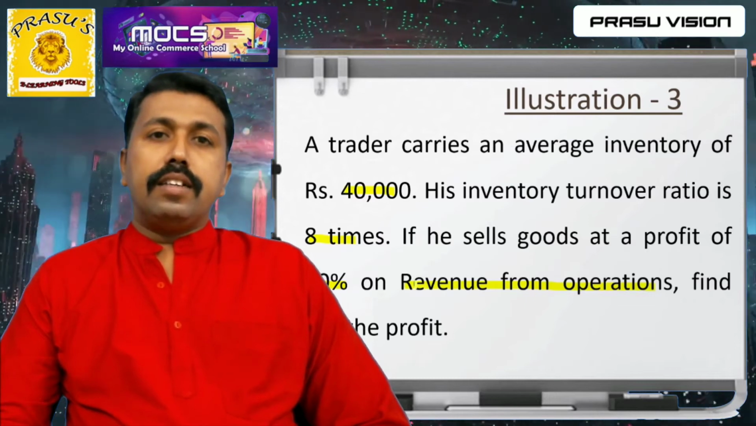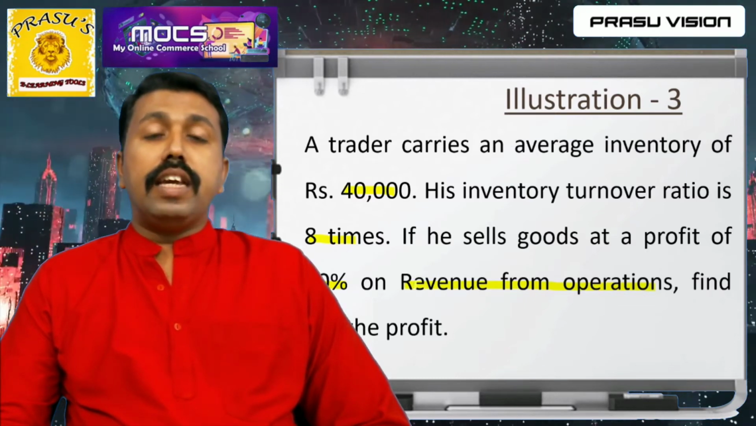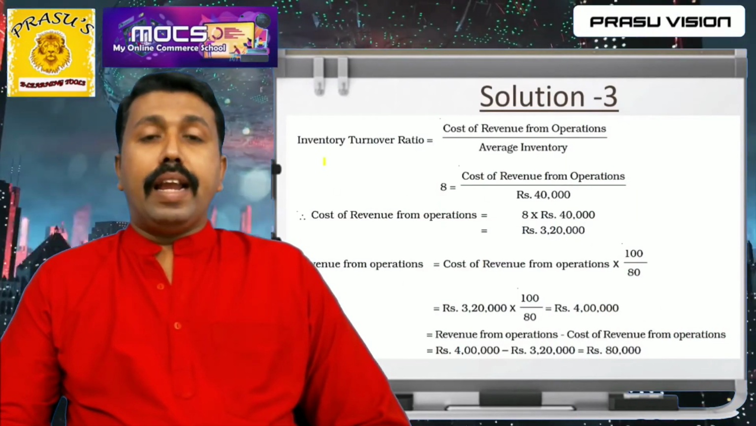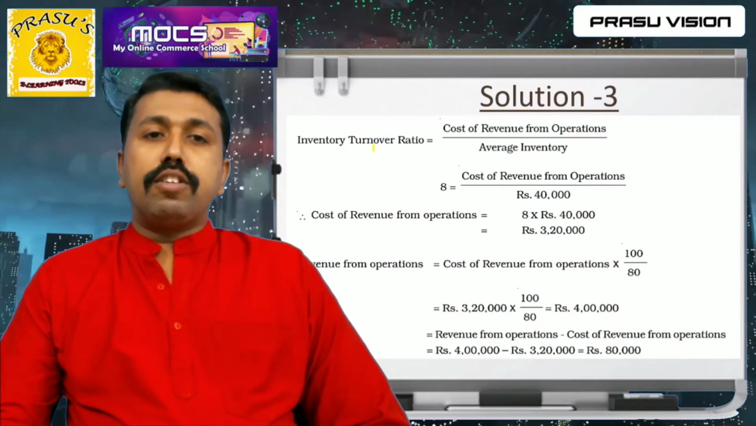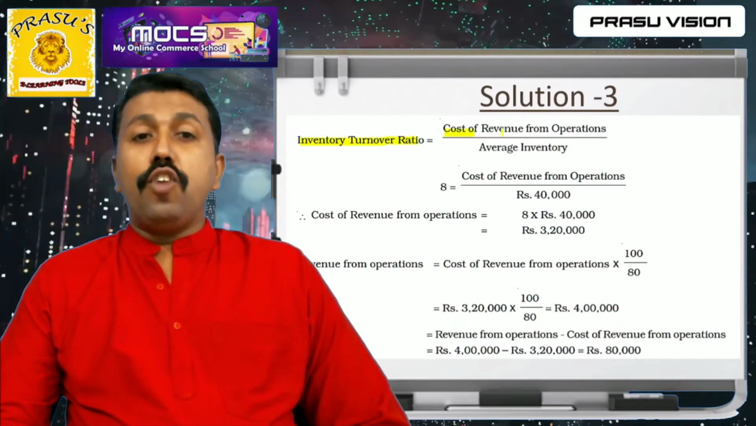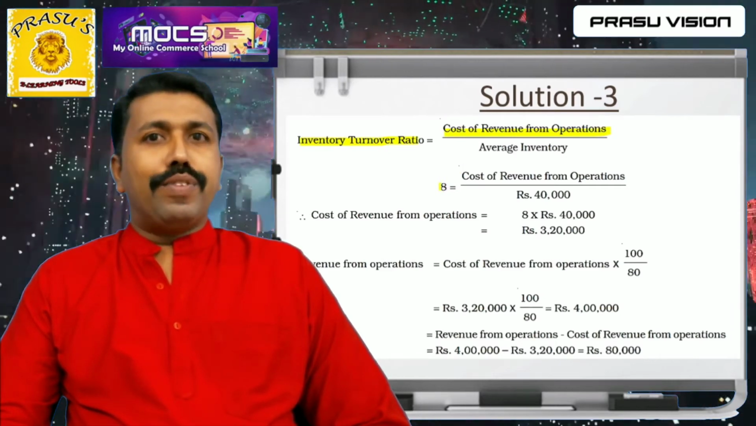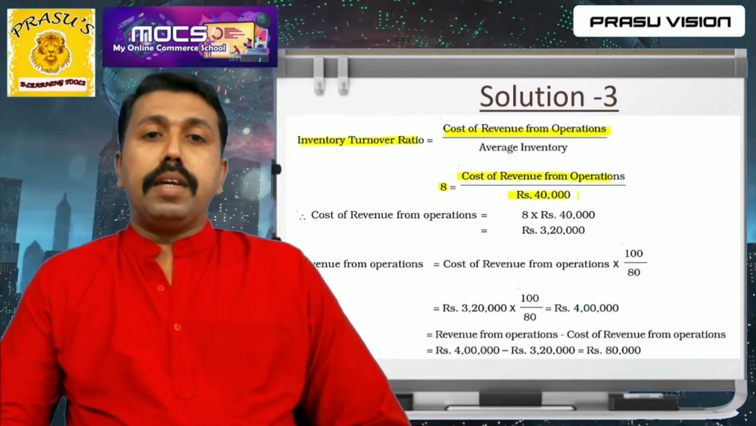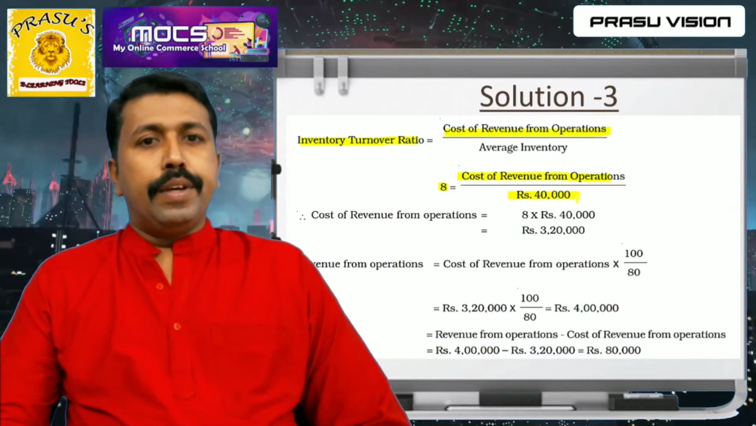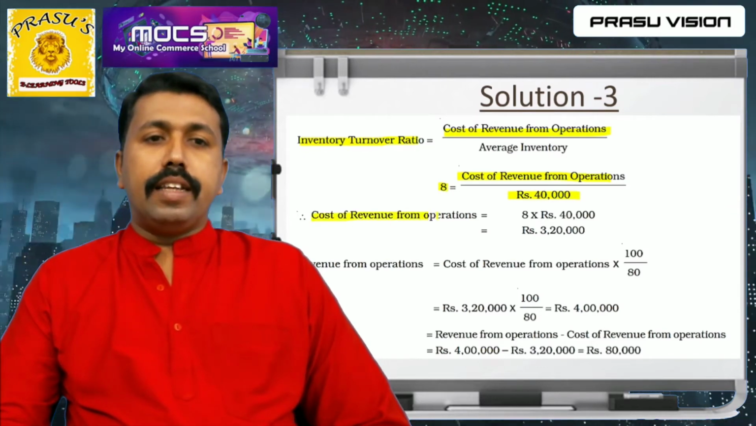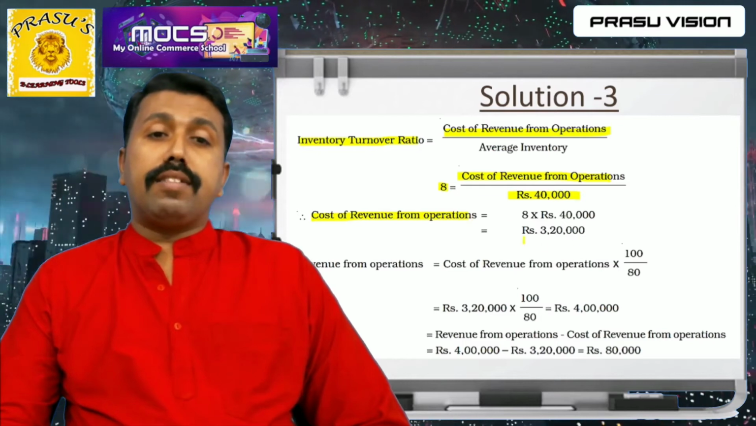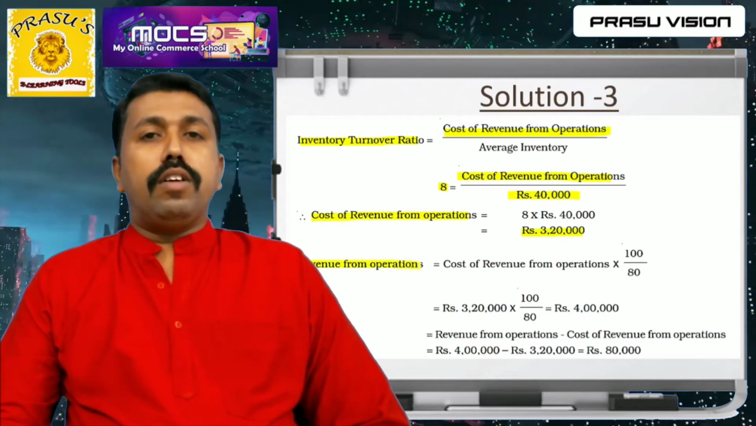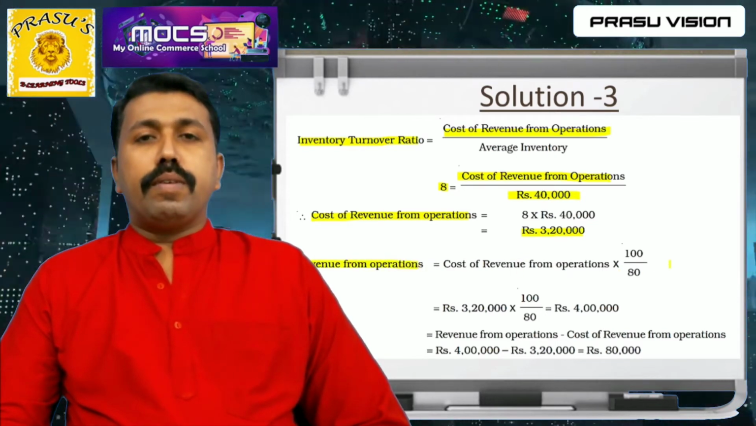This is the way the board asks the application type questions. So we have to prepare well. First of all, we will apply the values in the equation for calculating inventory turnover ratio. So the value of inventory turnover ratio is 8, which is equal to cost of revenue from operation divided by average inventory, which is 40,000. So we are applying, and we will get the value of cost of revenue from operation as 3,20,000.